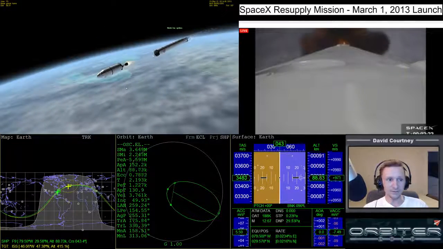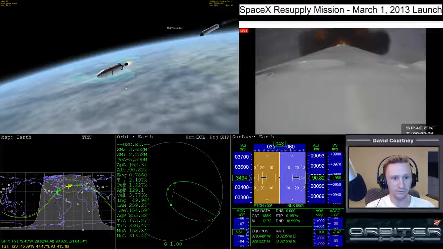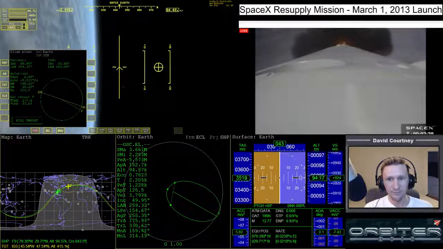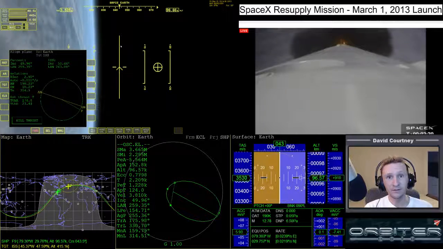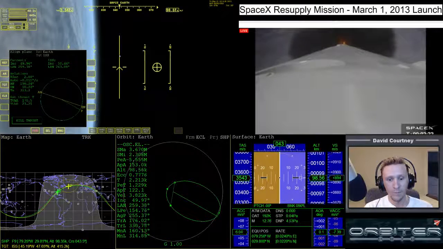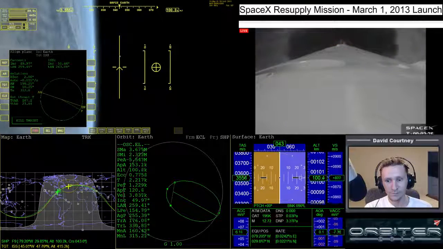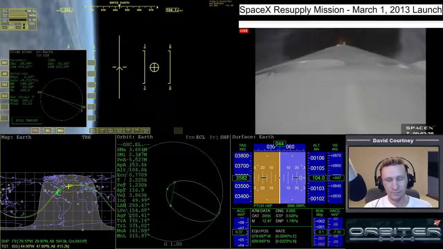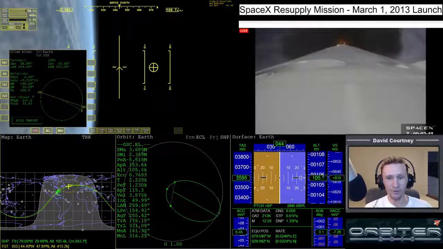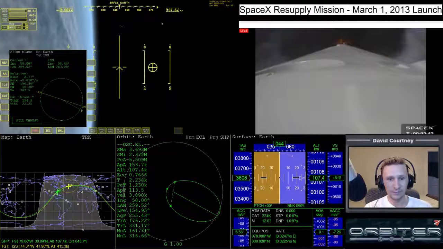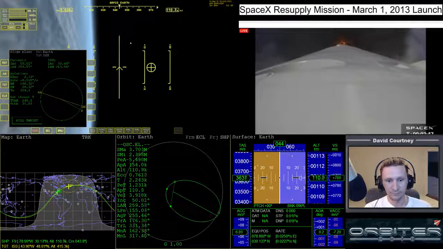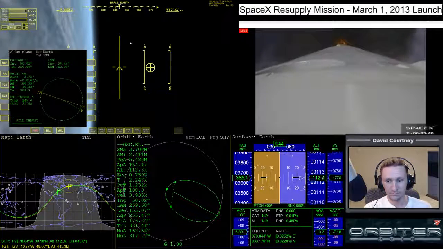So we're at MECO stage 1. Vehicle remains on a nominal trajectory. Vehicle is 51 kilometers in altitude, velocity of 1.8 kilometers per second, and downrange distance of 59 kilometers. See, they're half the speed we are. Approaching MECO 1. I didn't hear what their altitude was. MECO 1.